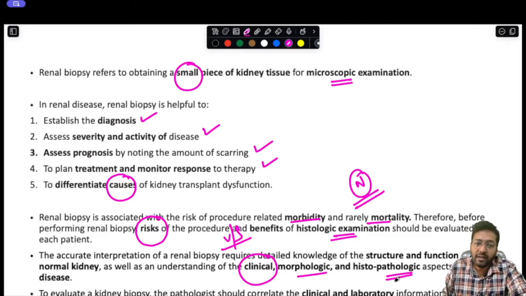So to evaluate a kidney biopsy, a pathologist should also correlate the clinical and laboratory information with light microscopic, immunofluorescence, and ultrastructural findings.